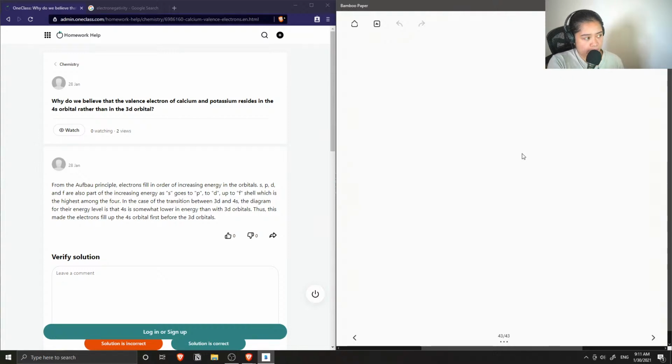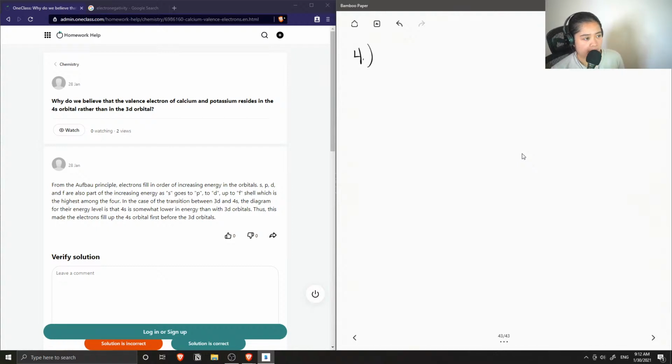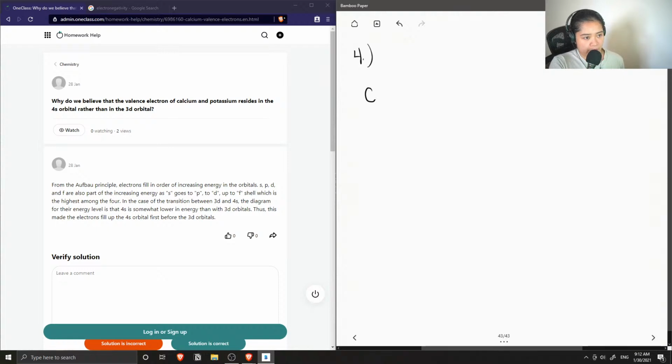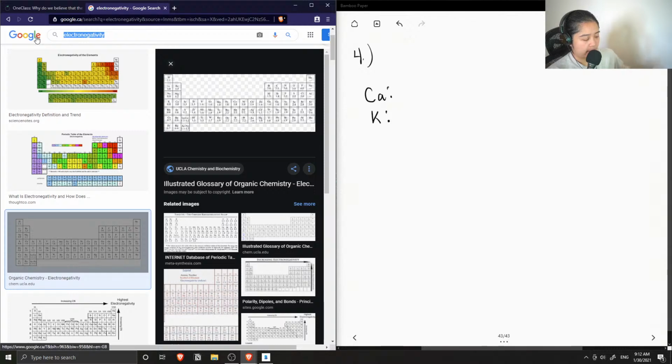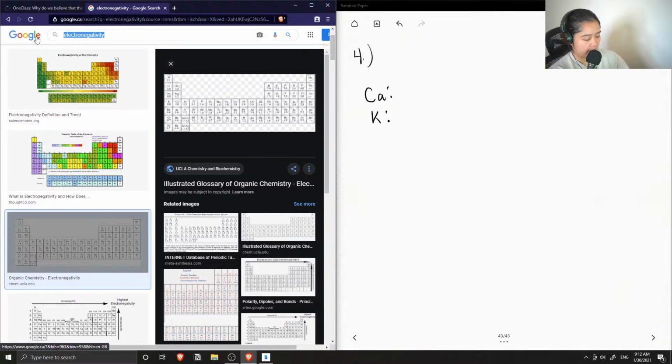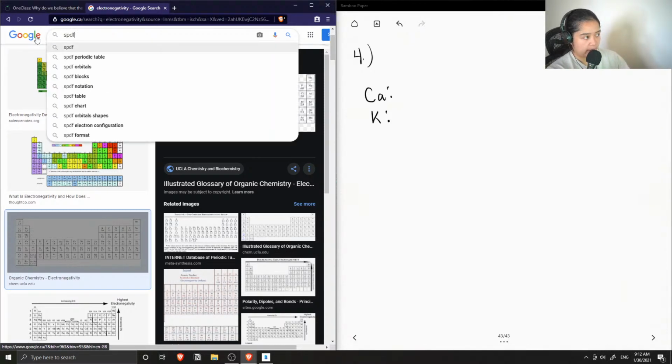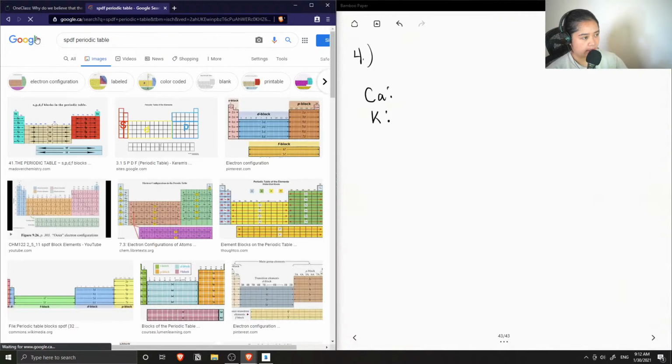Okay, so question number 4. Why do we believe that the valence electron of calcium and potassium resides in the 4s orbital rather than in the 3d orbital? To answer this question, let's first find the electron configurations of both calcium and potassium. To find the electron configurations, we need to divide our periodic table into the different orbitals, s, p, d, and f.